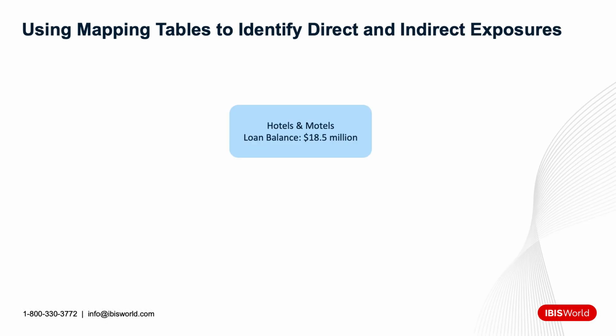Using mapping tables, here's how clients identify both direct and indirect loan exposures. Consider hotels and motels having a NAICS code of 721110. Using this code, a client can identify their outstanding loan balance, which for this hypothetical bank is 18.5 million. If the bank's data is granular enough, they can segregate the data into both outstanding balances and lines of credit.